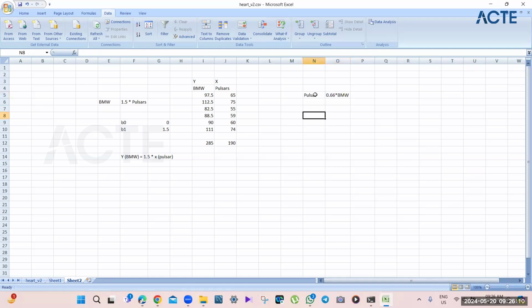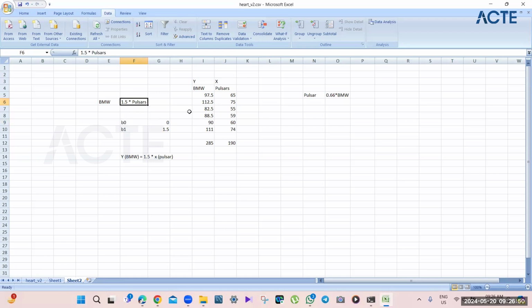So why did we not choose this equation instead of this one? Because of the value of the coefficient. That means 1.5 is more than 0.6, which means Pulsar has a greater role to play to calculate the value of BMW rather than BMW to calculate the same for Pulsar, because of the coefficient value, right? So that is one simple piece of mathematics, just remember. The more the value of the coefficient, we will take that variable, as simple as that.